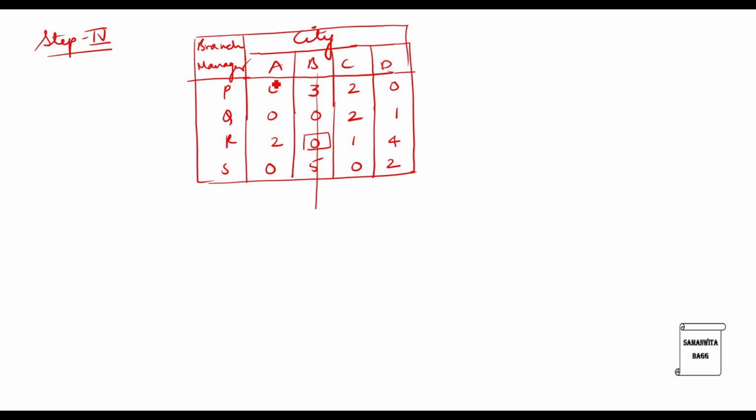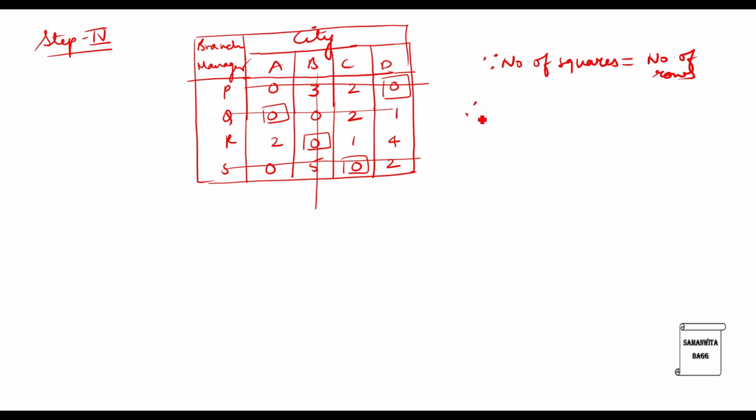Now I'll go to the first column, there are 3 zeros, so skip. Go to the third row, there is only 1 0, so allocate, cancel out the corresponding row. Go to the fourth column, allocate, cancel the corresponding row. Now if you check, there is 1 0 left over here, so just allocate this and you can cancel the corresponding row. So now there are 4 squares and 4 rows. So I'll write down, since number of squares is equal to the number of rows, therefore optimality is reached.